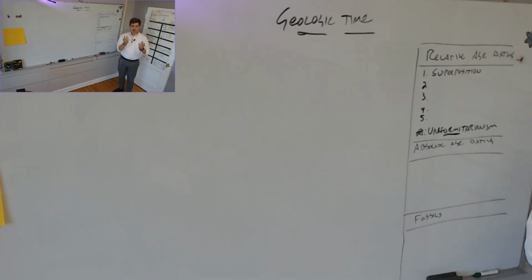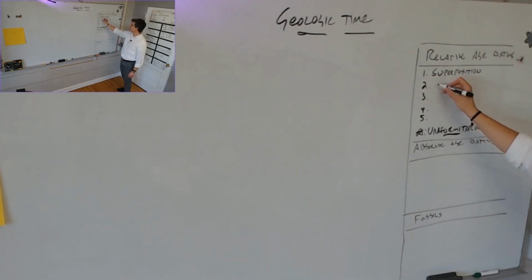Yep. Was it possible for me to overturn my sandwich and eat it such that the part that was on top was actually the first thing you laid down? Yeah, of course that's possible, but we call that overturning, and that's its own separate thing. In superposition, we say that in unoverturned sequences of rocks, the oldest are on the bottom.